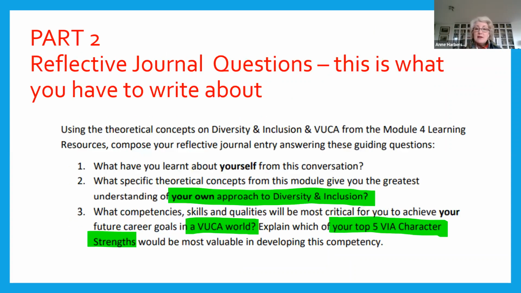Now, the second part is your reflective journal. Now, in your initial reflective journal in assessment 1, you used a survey to be the stimulus, the thing you described and thought about before you went on to answer the questions. This time, it's the interview. What have you learned about yourself? What have you learned about the other person?